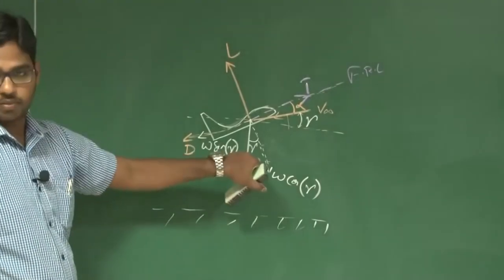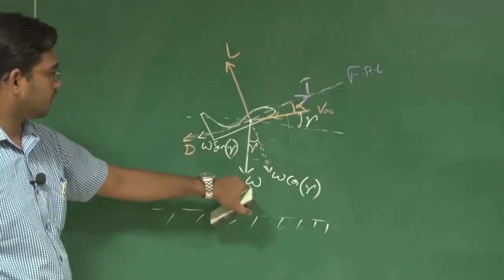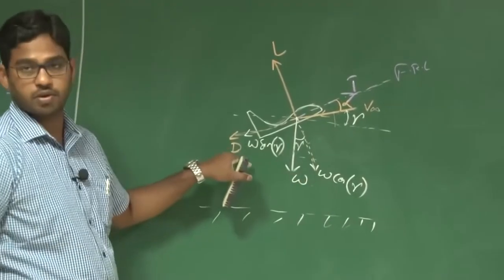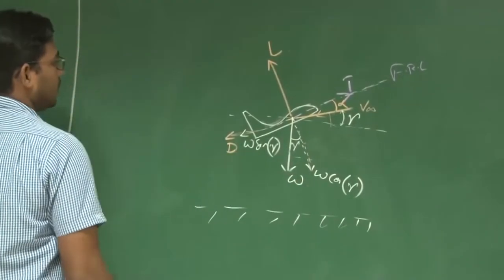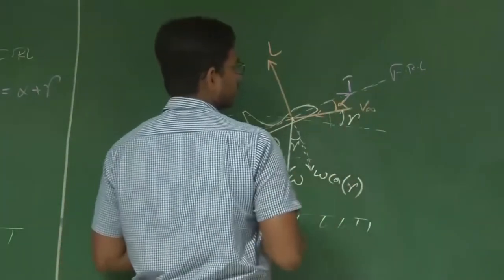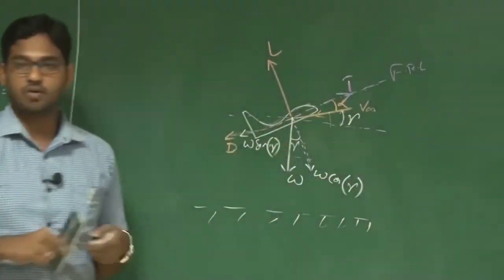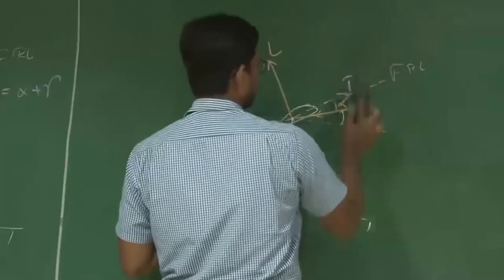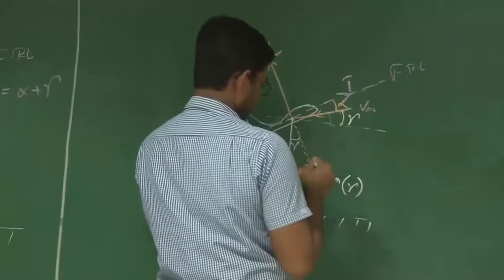So this is gamma. Right. So the component of W acting along negative lift is W cos gamma, and along the drag is W sin gamma. And say this is your thrust misalignment. See, it is not necessary that thrust is along the fuselage reference line. Okay. So let us make it a bit complicated.